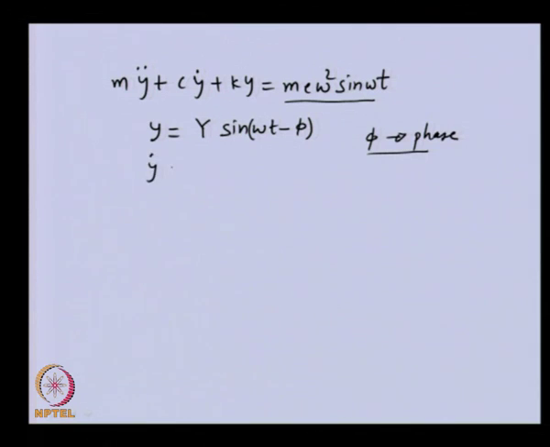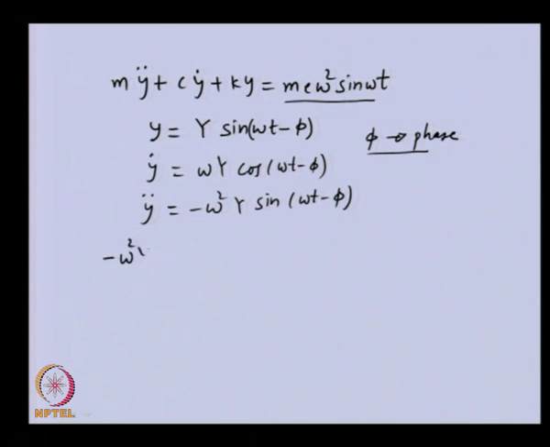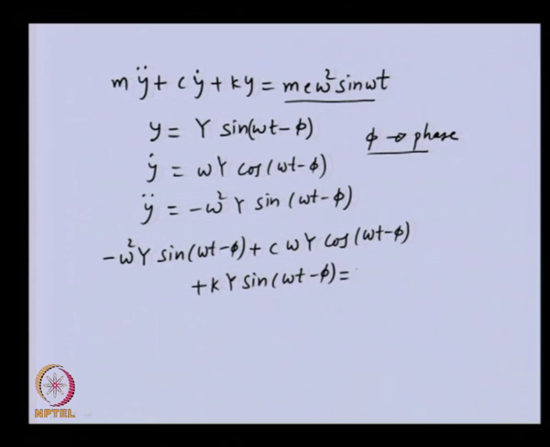Now we can take the derivatives, this will be positive. If you take the double derivative, then it will become negative. Now we can substitute this in the equation of motion. So we can write like this, omega t minus phi, and then the last term corresponding to the stiffness in the left hand side. This should be equal to the unbalanced force.